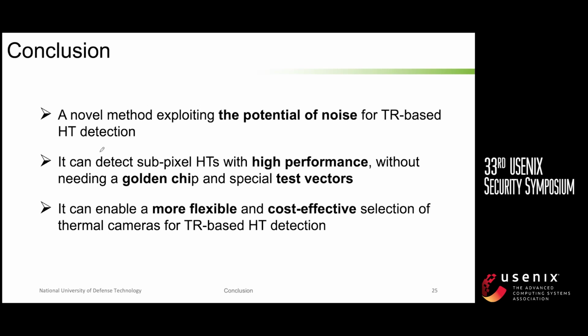So in conclusion, in this paper, we present NICE, a novel method exploiting the potential of noise for TR-based HT detection. It can detect sub-pixel HTs with high performance without needing a golden chip or special testing vectors. It can enable a more flexible and cost-effective selection of thermal cameras for HT detection.